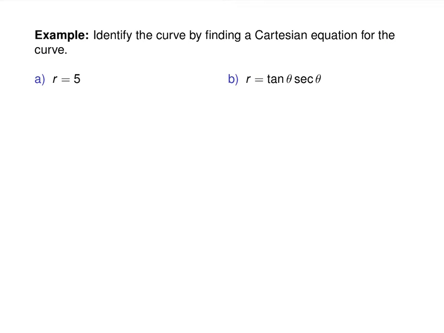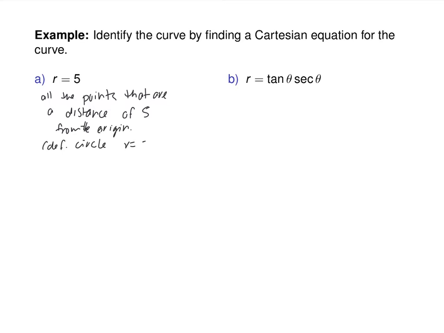All right, r equals 5. So just think about what this means. This is all the points that are a distance of 5 from the origin. That should sound awfully familiar. That is the definition of a circle with r equals 5 centered at the point 0, 0.